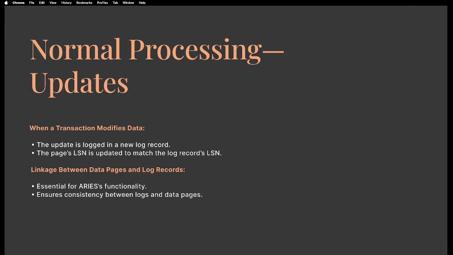So now let's talk about normal processing related to ARIES. During normal operations, when a transaction modifies data, ARIES logs the update, and those updates pair the page LSN to match the log record's LSN. So whenever a transaction happens, there is a tight linkage between the data page and log records, which is fundamental for ARIES, and this ensures that each page change is properly tracked and can be recovered if necessary. So first one is the data, and second one is how they link that data.